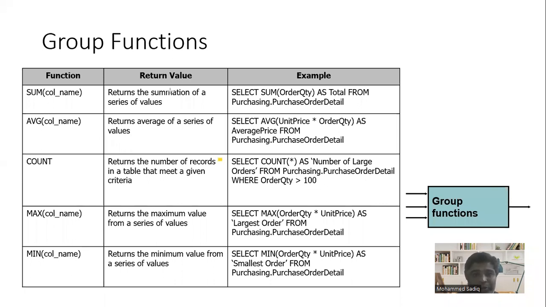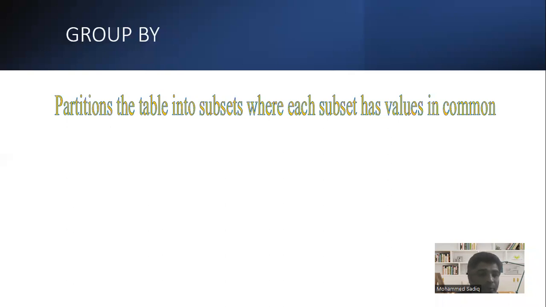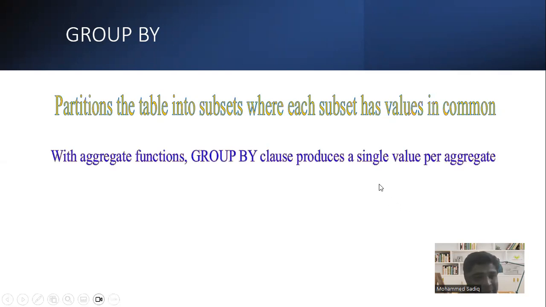By default, the whole table is considered as one group and it is applying the totals. I want to divide this data into smaller groups. So we use the group by. What a group by does is it partitions the table into subsets where each subset has values in common. So when you say group by department, all the retail becomes one group, healthcare becomes one group. And on that, you want to apply the calculations. That is exactly where we use this.